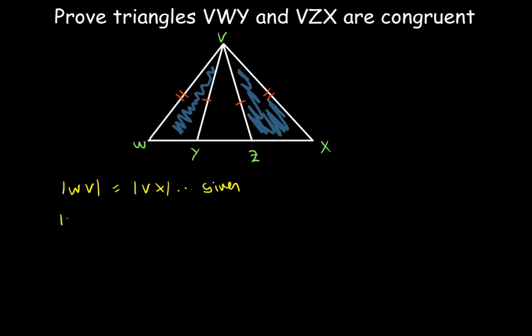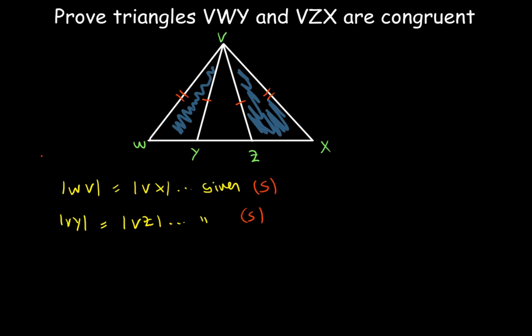That's my side proven. I also know that the length VY is equal to the length VZ, and that's also given. It's another side proven. And we can't say for sure that those two sides are the same, so I can't just let them equal. So it must be an angle.